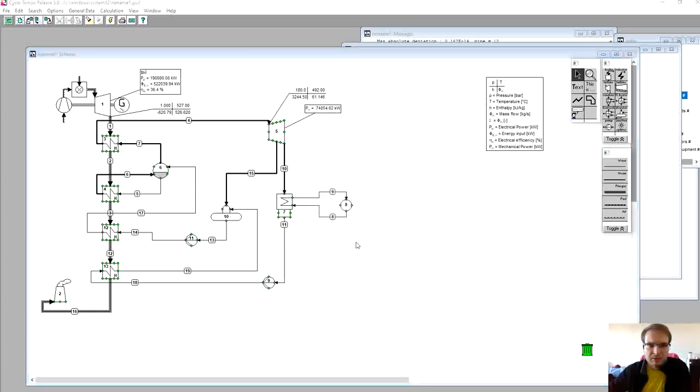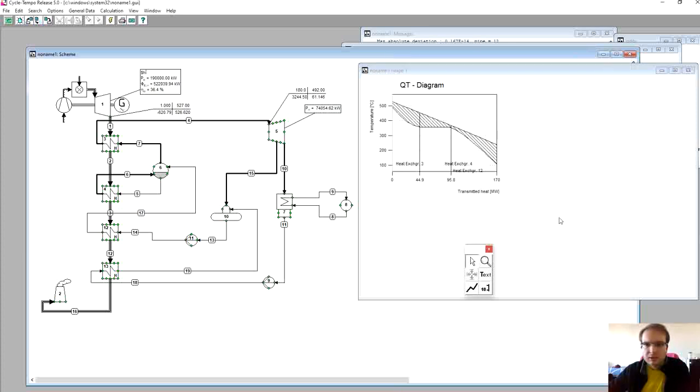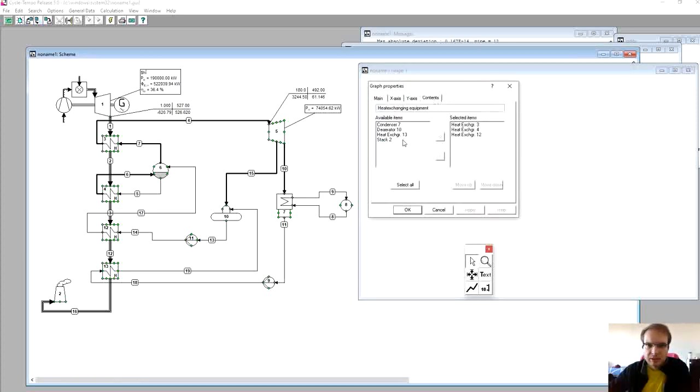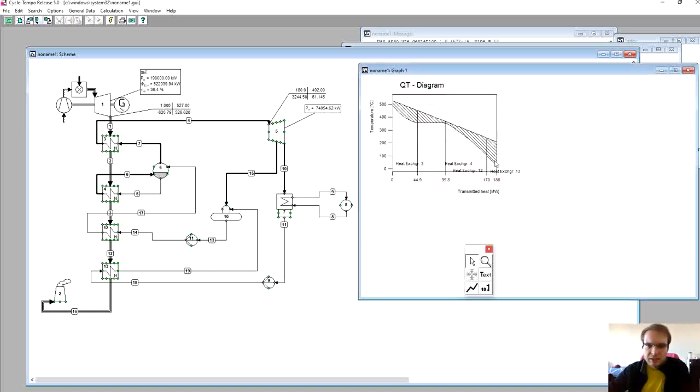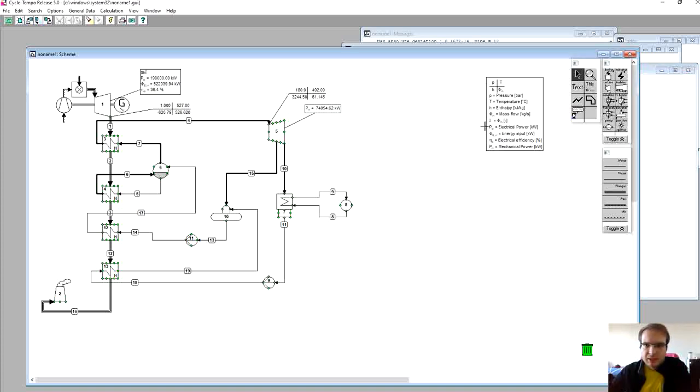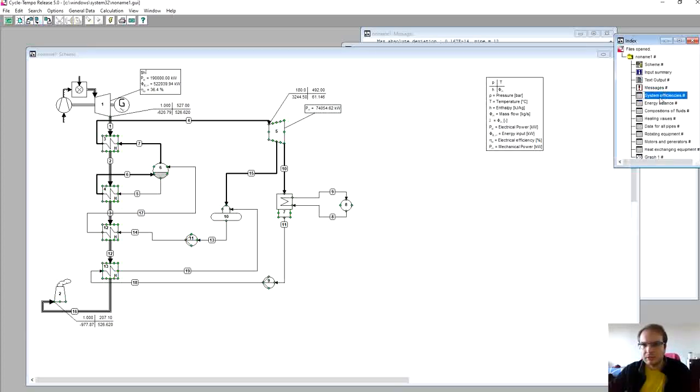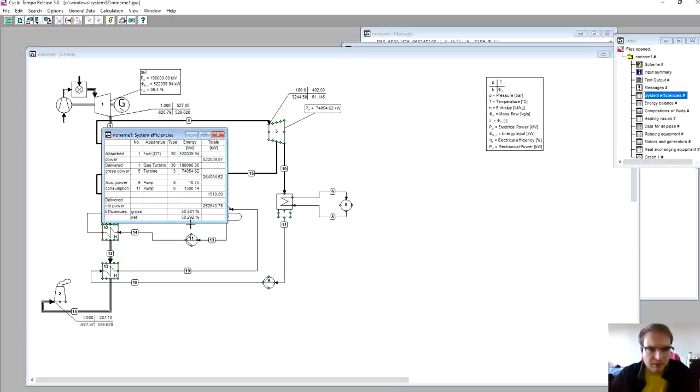So we can run our problem, and looking at the QT diagram, we can add this another component. We can see that there is another part of the heat that we managed to extract from our heat source, from the flue gas. Also the power output increased by another 4 megawatts, and the flue gas entering the chimney, entering the stack, is now at 207 degrees C. Also looking at the efficiency, we got slightly above 50%.